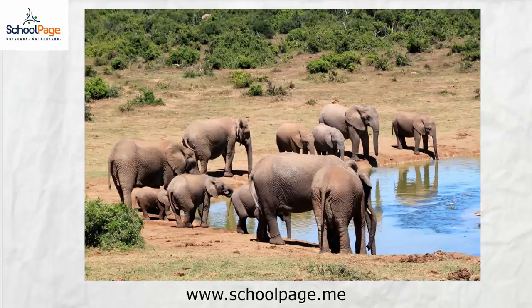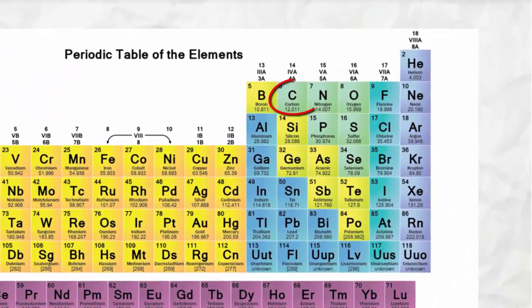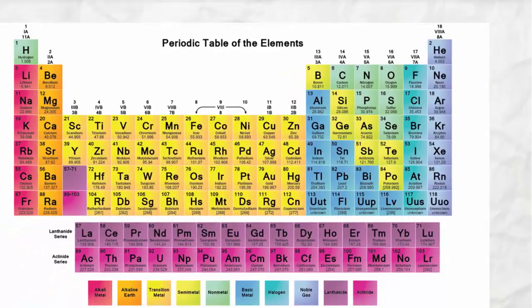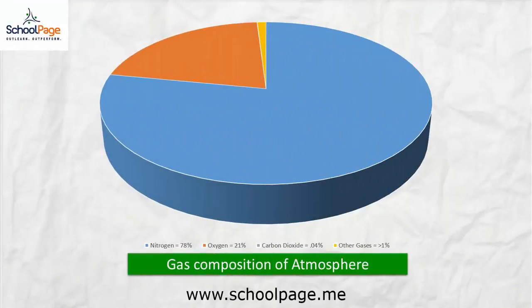Carbon is an element which occupies the 6th place in the periodic table with atomic number 6 and mass number 12. It is one among the few nonmetals present in nature. Now let us see the percentage composition of carbon in Earth's crust and in atmosphere.